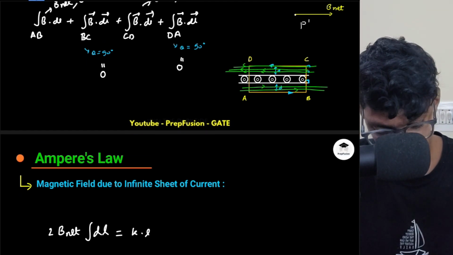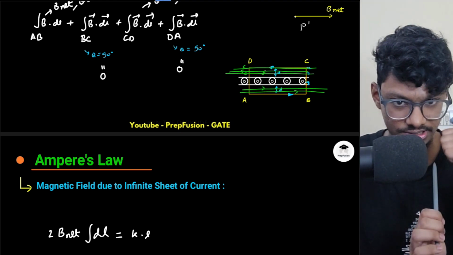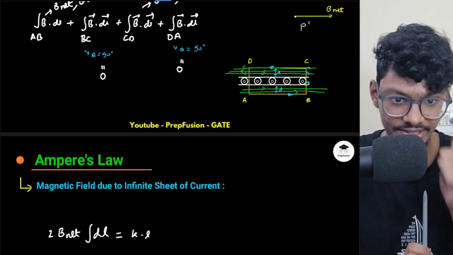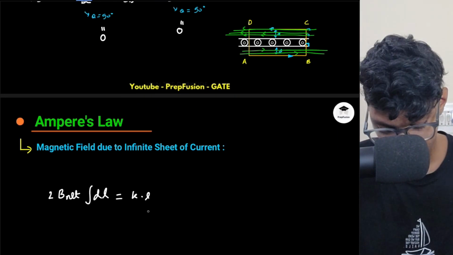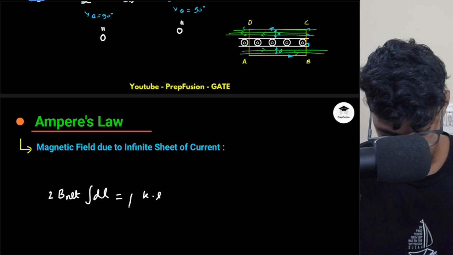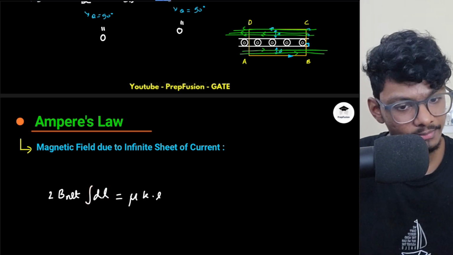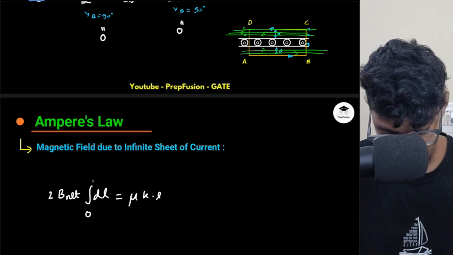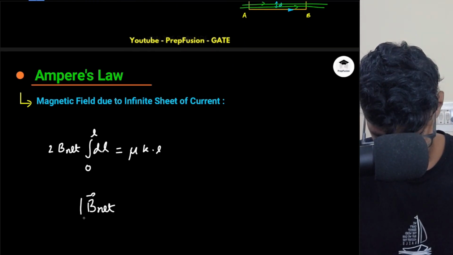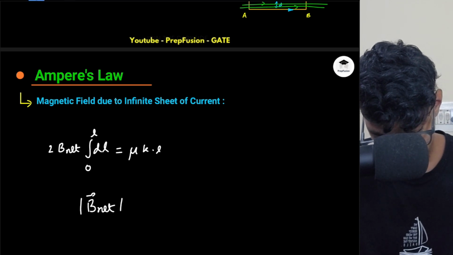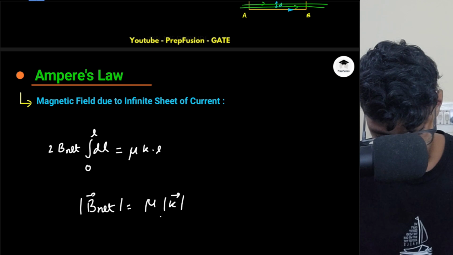And surprisingly, the biggest surprise is it is coming towards me. It is in the same direction as the positive direction of the Amperian loop. So it will be plus, it will not be minus. And obviously there is a mu here, right? Now this dl, I'm integrating from 0 to L, correct? So obviously the magnitude of B net comes out to be, surprise, magnitude of K vector divided by 2.